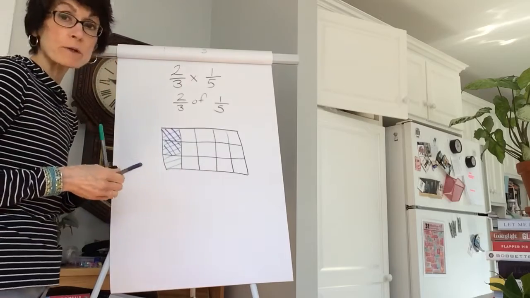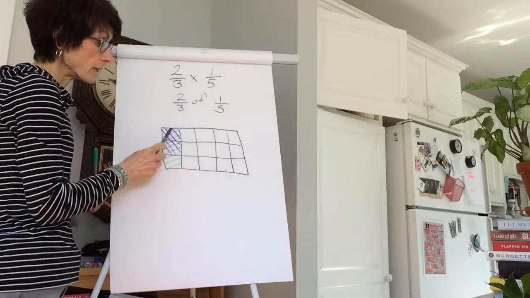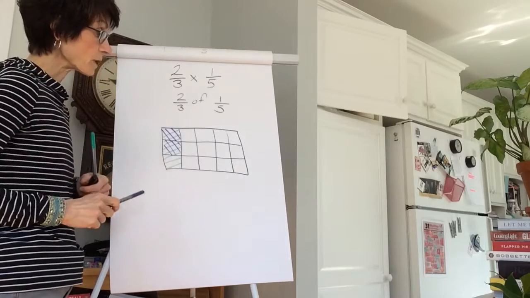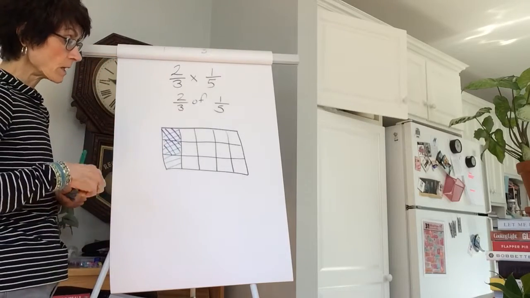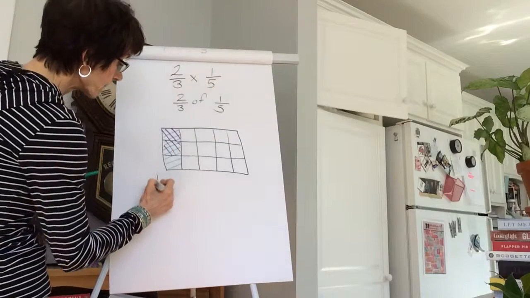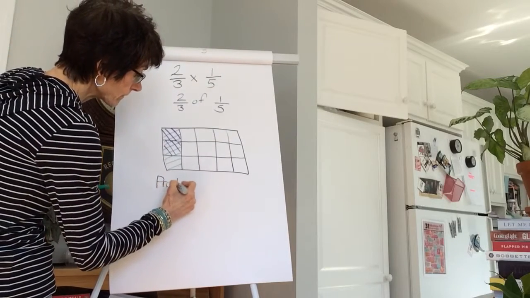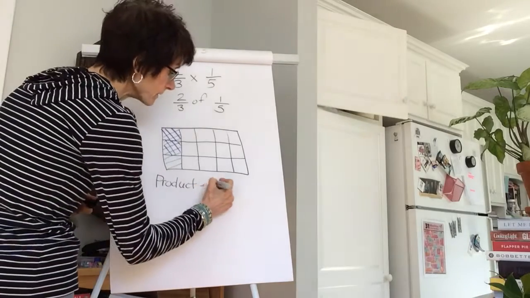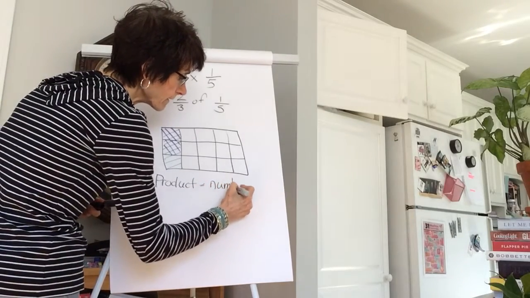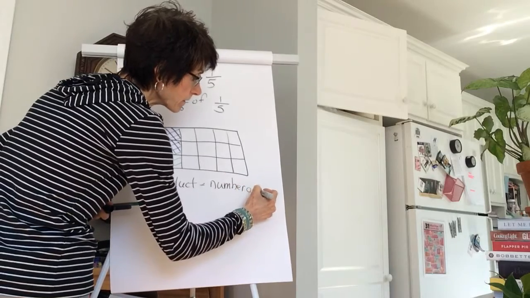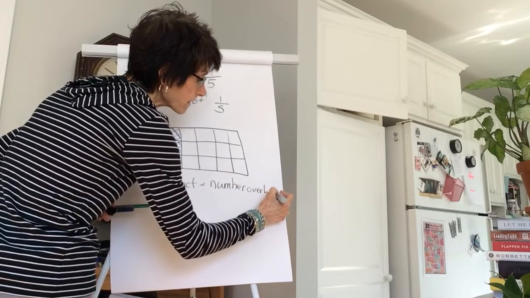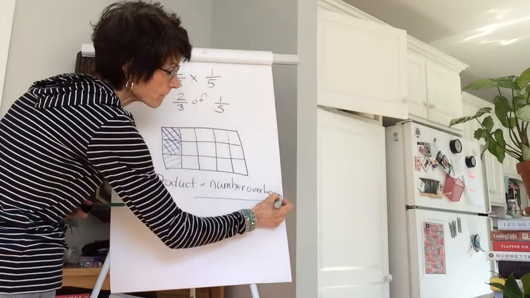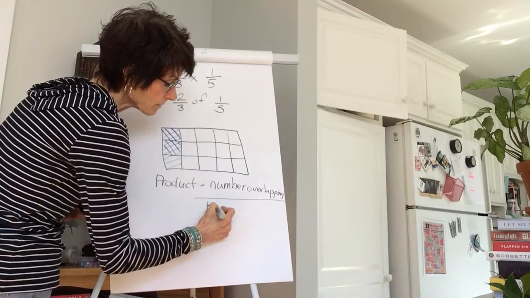Now, as we said before, the product of this is the parts that are overlapping. Okay, so we have 2 parts overlapping. So remember, our product is the number of parts overlapping over the kinds of parts.